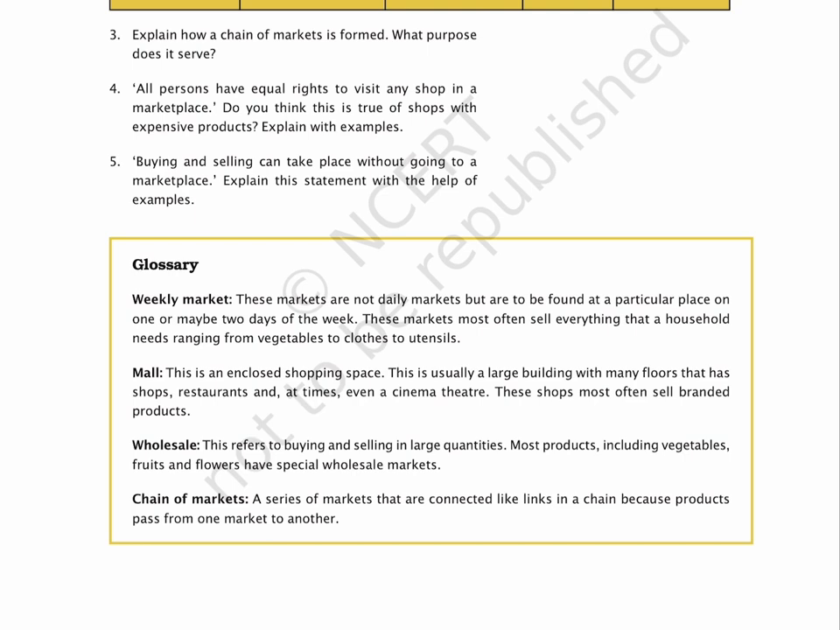Glossary. Weekly markets. These markets are not daily markets, but are to be found at a particular place on 1 or maybe 2 days of the week. These markets most often sell everything that a household needs, ranging from vegetables to clothes to utensils. Mall. This is an enclosed shopping space. This is usually a large building with many floors that has shops, restaurants, and at times even a cinema theatre. These shops most often sell branded products.